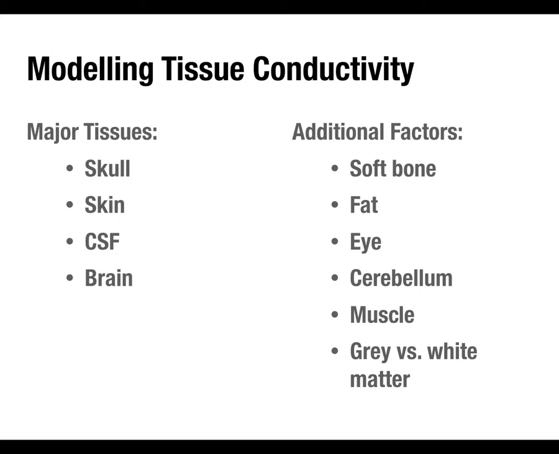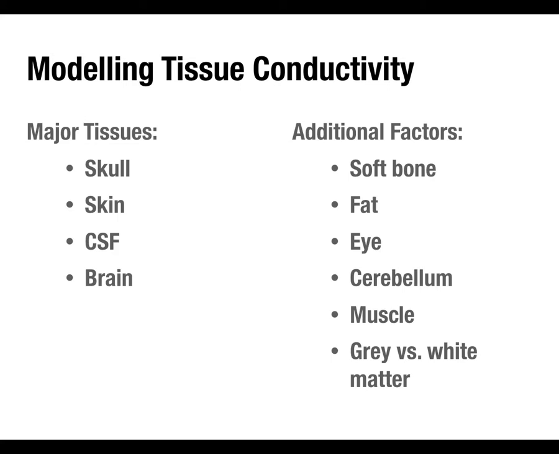So we know that skull is a poor conductor of electricity. We know that skin is relatively good, CSF is good, brain is pretty good as well. And so we at least want to model the electrical conductivity of these things, because we're going to model things that are inside the head, and then we want to model how those propagate out to our electrodes outside the head.